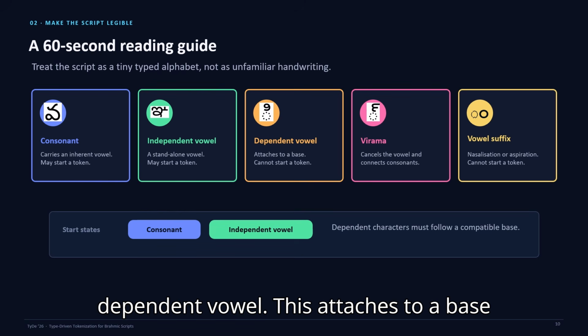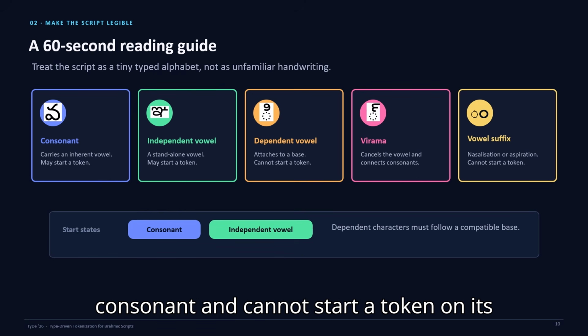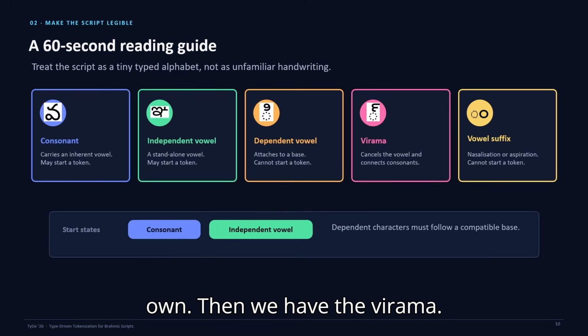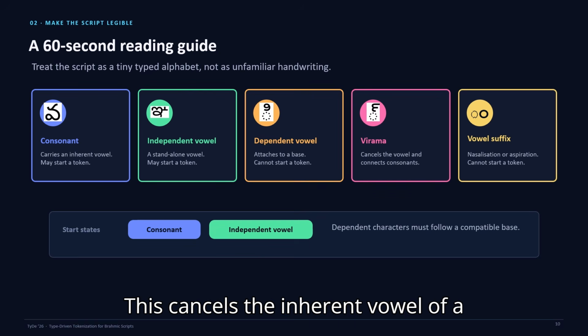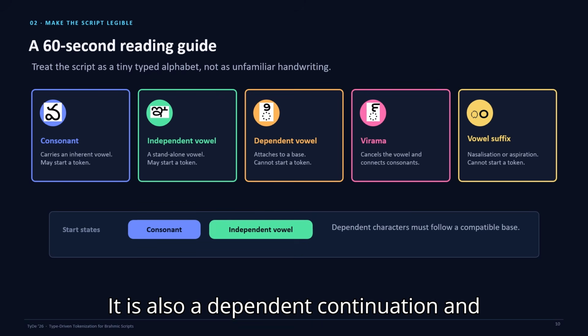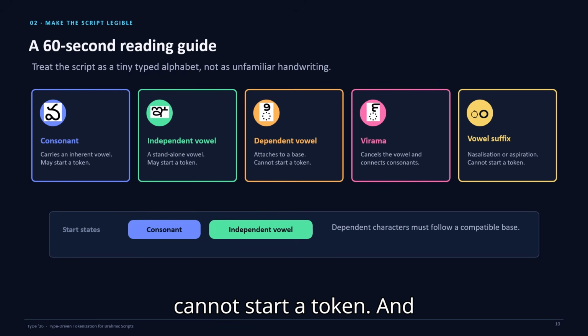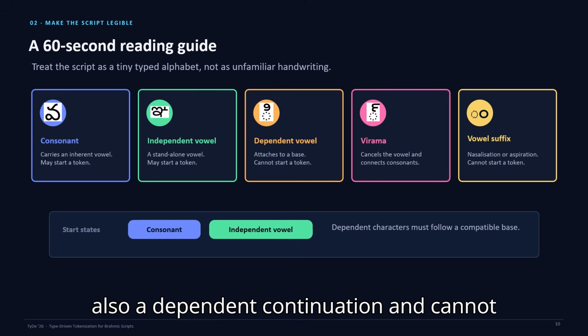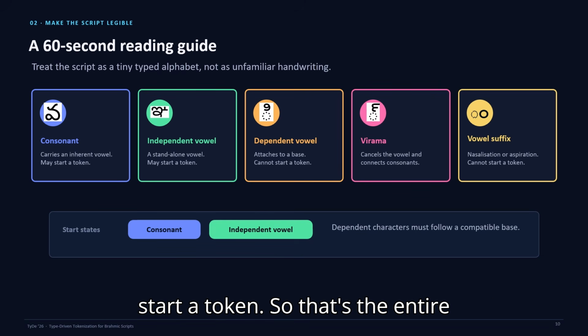Then we have the dependent vowel. This attaches to a base consonant and cannot start a token on its own. Then we have the virama. This cancels the inherent vowel of a consonant and also connects consonants. It is also a dependent continuation and cannot start a token. And finally, the vowel suffix. It is a nasalization or aspiration mark. It is also a dependent continuation and cannot start a token.